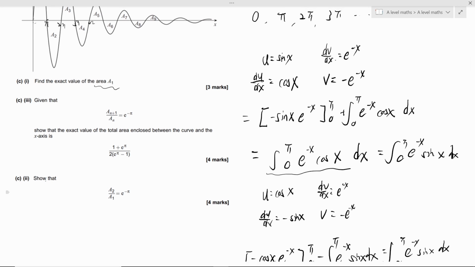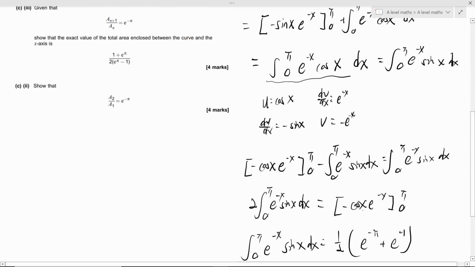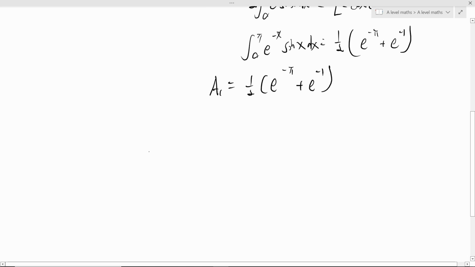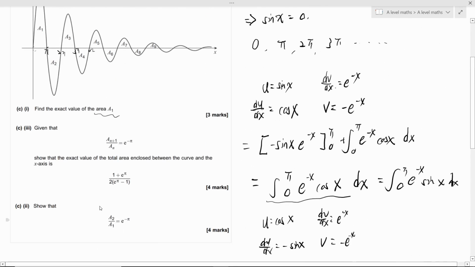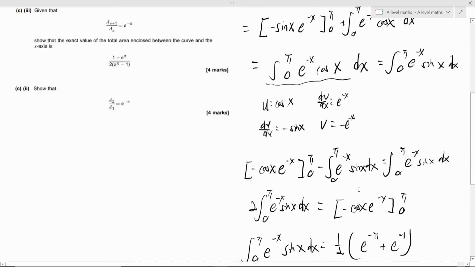The order of the question is a bit weird, but show that A2 over A1 is e to the minus pi. Interesting. How should we proceed then? Well, I think we shall write down the explicit integral of A2. The function stays the same, it's just the bounds change, from pi to 2 pi. And when we calculate A2, we will follow the same procedure here.